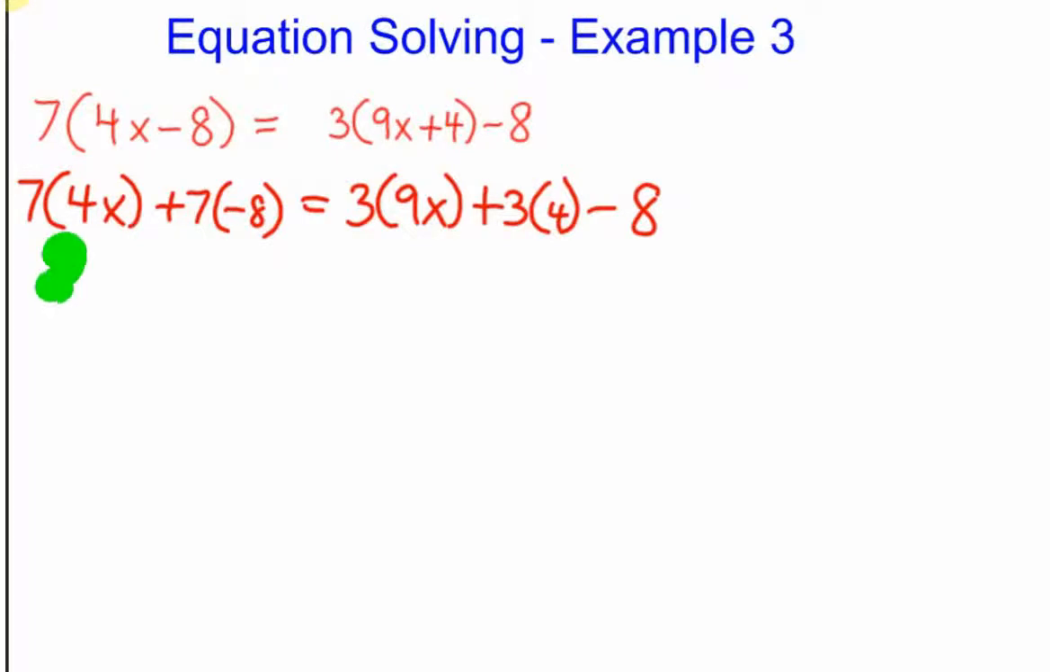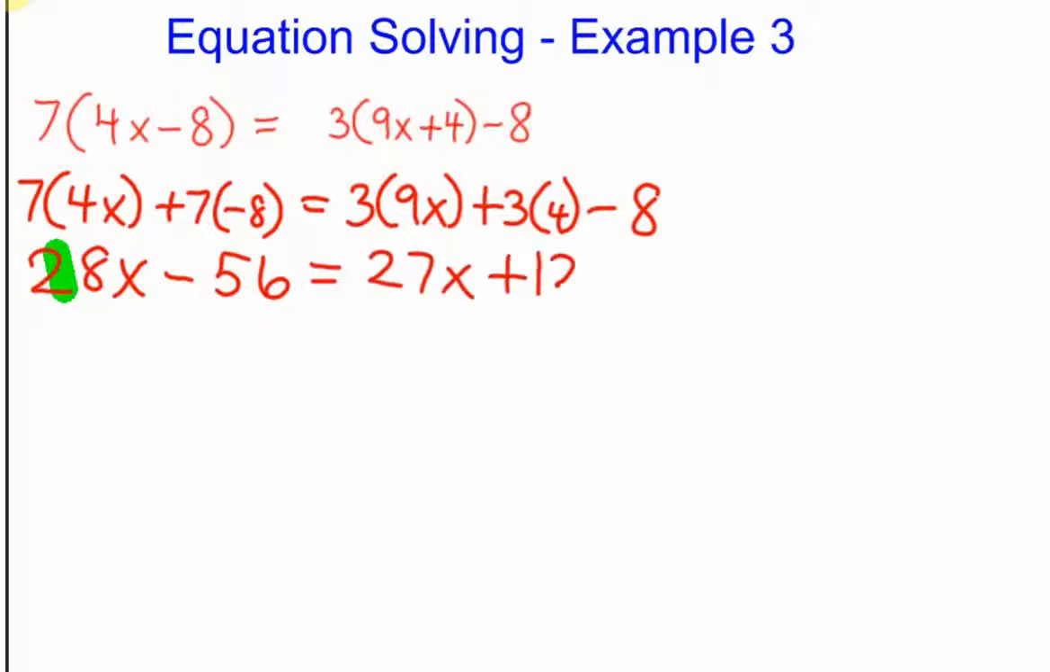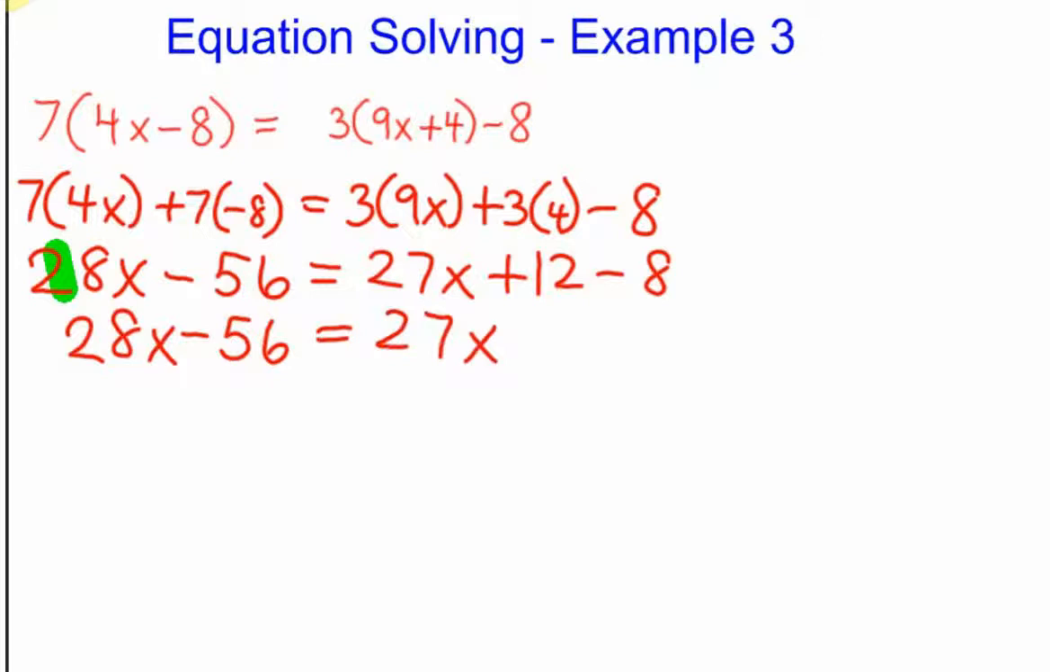7 times 4x is 28x. 7 times negative 8 is negative 56. Over here we got 3 times 9x, that's 27x, plus 12 minus 8. Before we move on, we should look and see, hey, is there anything more simplifying we can do? Well, on the left-hand side, the answer is no, because there's no more like terms there. 28x and negative 56 are not like terms. But on the right-hand side, hey, 12 and negative 8, those are like terms. We get just plus 4.